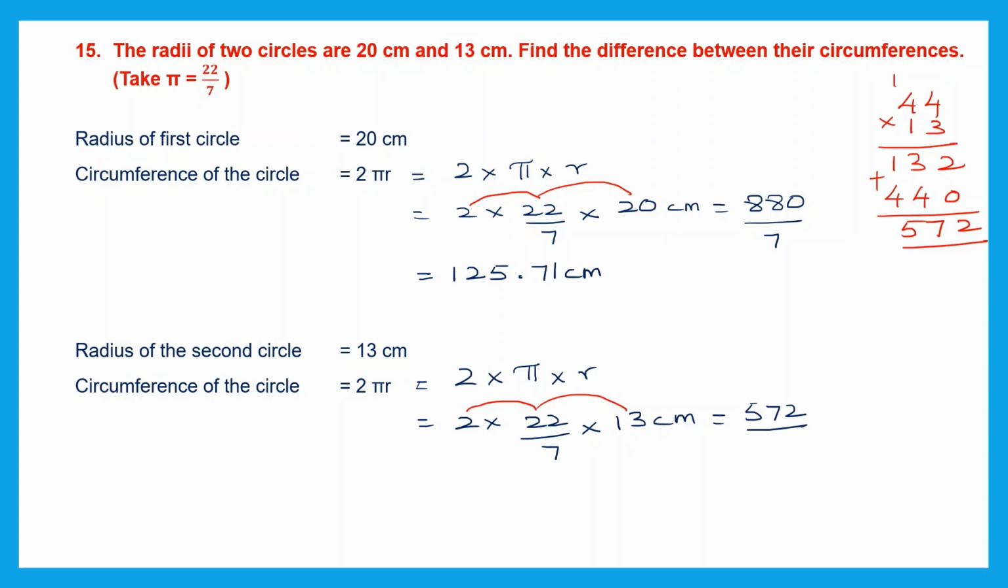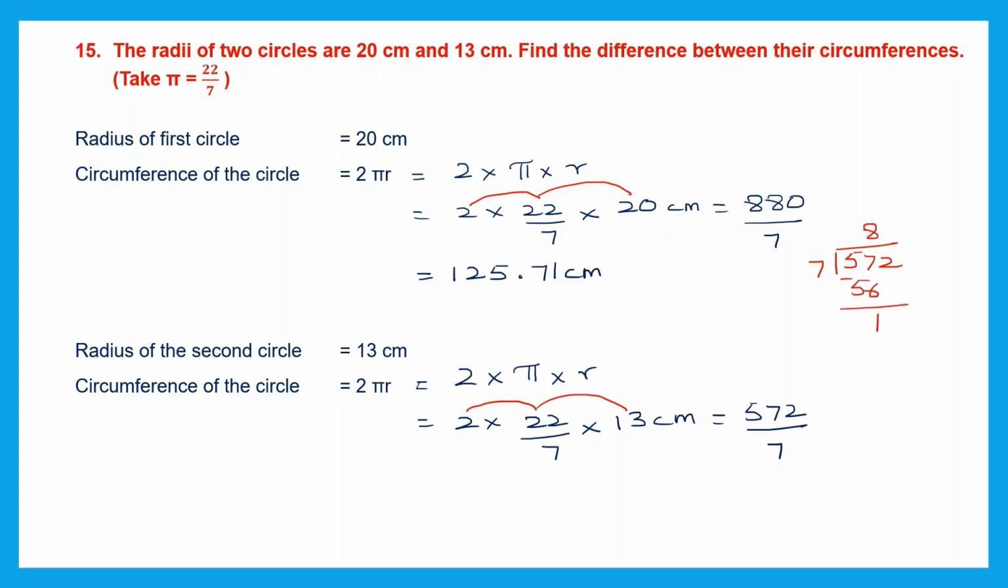So this is 572 divided by 7. So let's do this division. So we'll start here, 572 divided by 7. 7 eighths are 56, minus, 1, I bring down 2, it's 12. 7 ones are 7, minus, 12 minus 7 is 5.